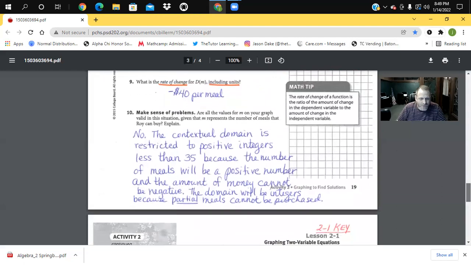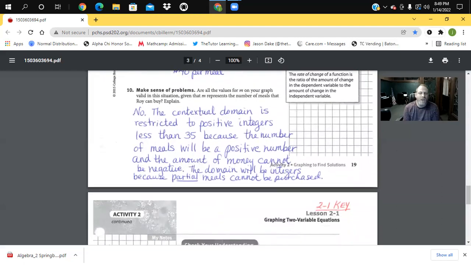So number 10, make sense of problems. Are all the values for m on your graph valid in this situation, given that m represents the number of meals that Roy can buy? Explain. All right, so no, the contextual domain is restricted to positive integers less than 35 because the number of meals will be a positive number and the amount of money cannot be negative. The domain will be integers because partial meals cannot be purchased. All right, guys, write all of that down, homeschoolers. Write all of this down under number 10.